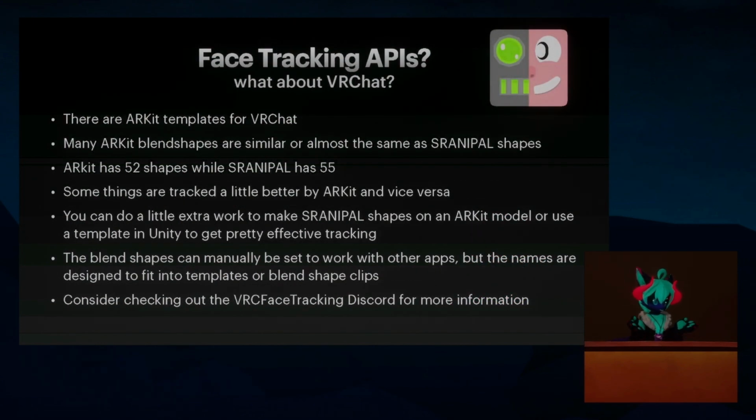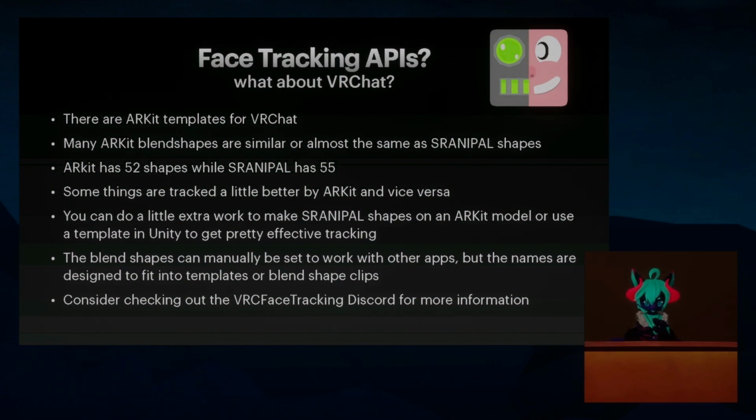So what about VRChat, right? You guys obviously have seen VRChat face tracking. How is ARKit different? ARKit has 52 blend shapes, while SRanipal has 55. ARKit tracks eyebrows, while SRanipal doesn't really track your eyebrows. So there are a lot of similarities and differences.